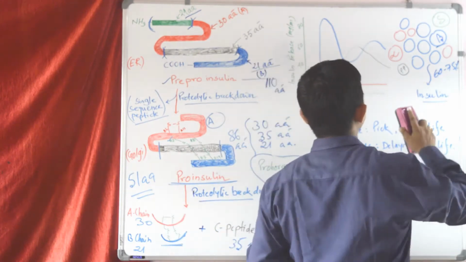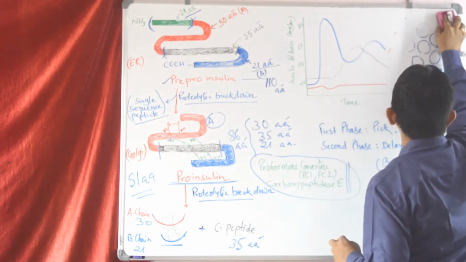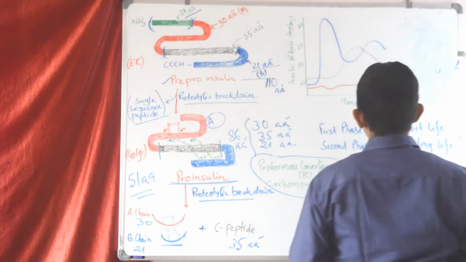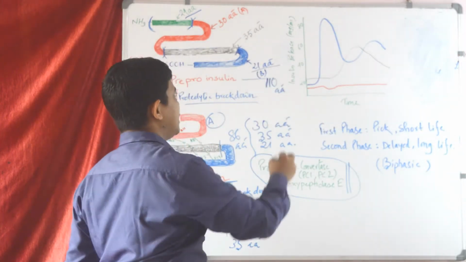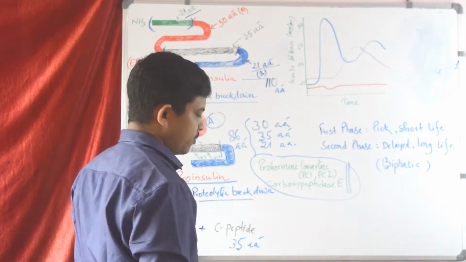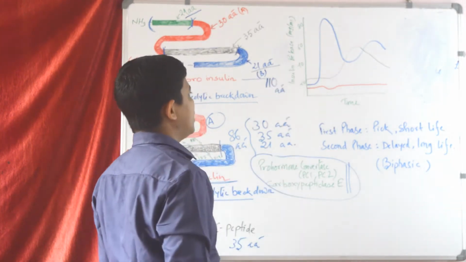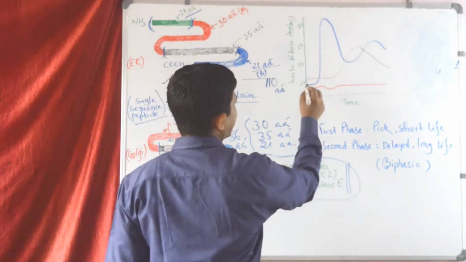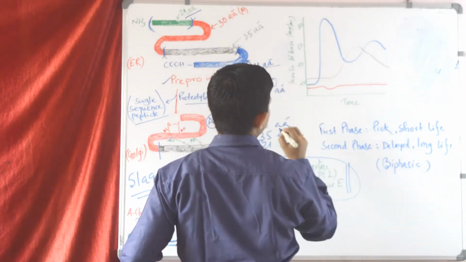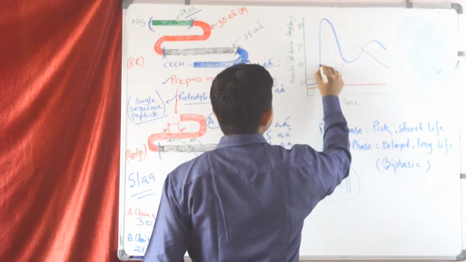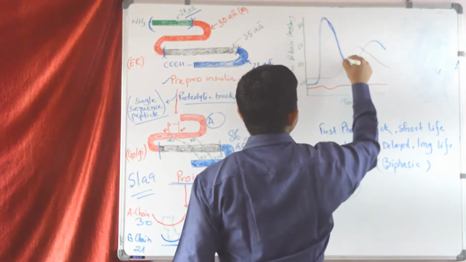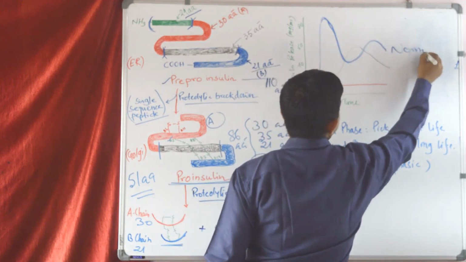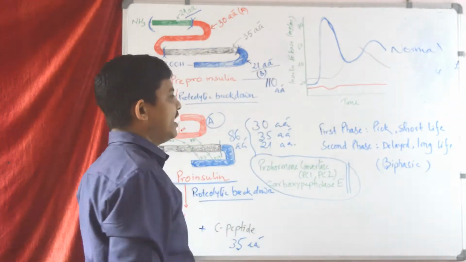Next we are going to discuss the release of insulin. Now in case of the release of insulin, if we plot a chart, insulin release in mg per ml versus time, here you can find that this is the normal condition insulin secretion.